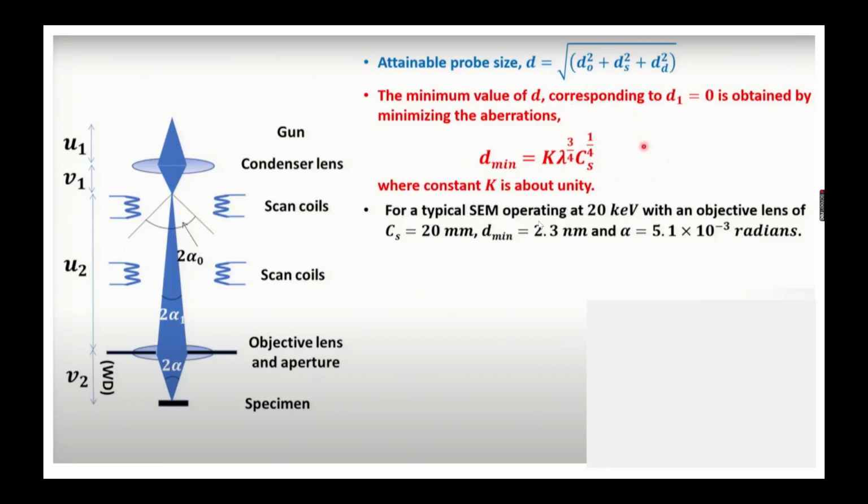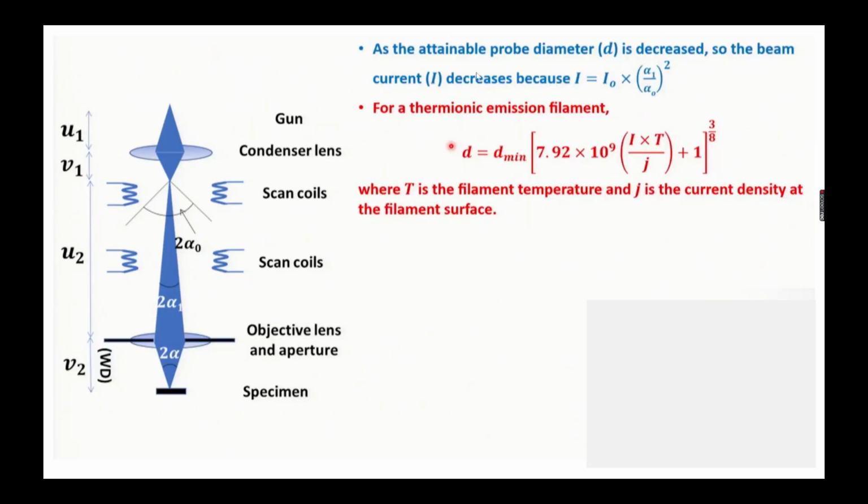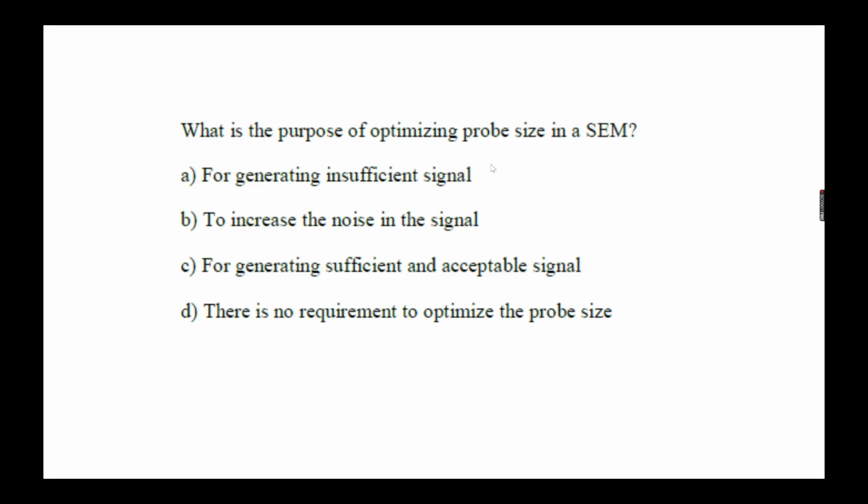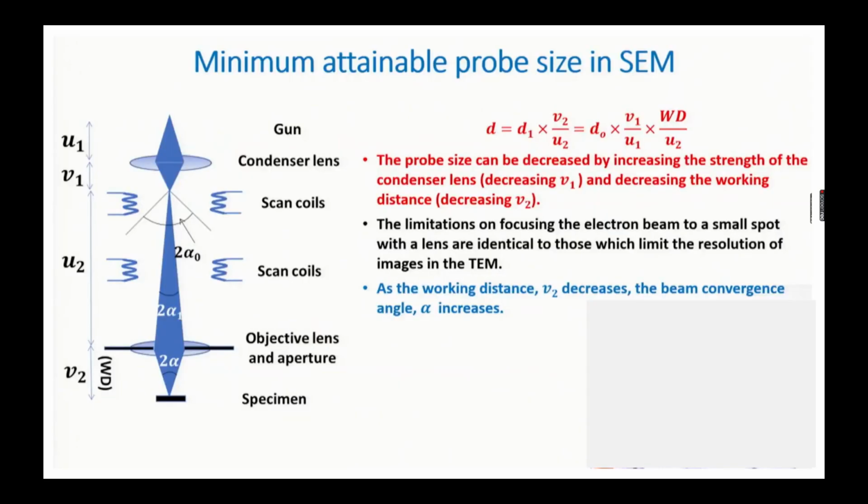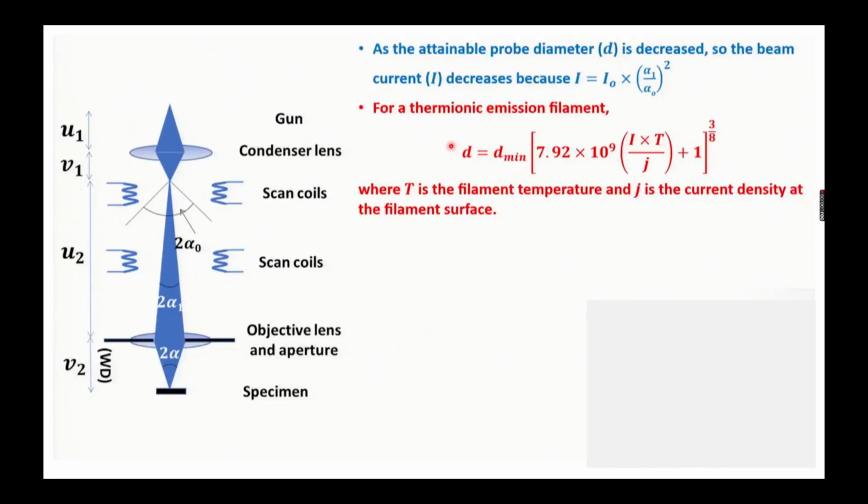For a typical SEM operating at 20 kilo electron volt with an objective lens, the coefficient is 20 mm, d minimum is 2.3, and alpha is 5 into 10 to the power minus 3 radians. You can also get this kind of question, so remember this formula. But for this question, as the attainable probe size is decreased, the beam current decreases. It is asking regarding generating sufficient and acceptable signals. Signals mean you have to get the beam current.